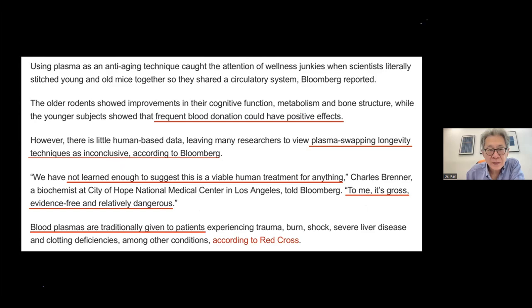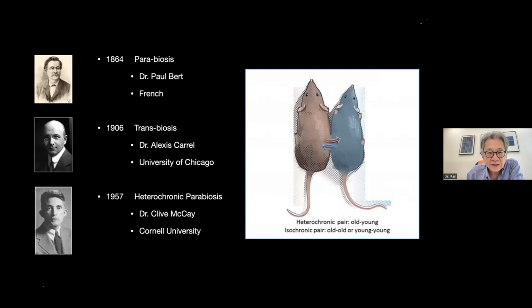So the concept of heterochronic parabiosis was started in 1864. That's a century and a half ago, okay, and it was started in France by a guy called Popper, who connected two animals, two rats or two mice, usually, one young animal and one older animal. This technology was attempted again by the genius surgeon Alexis Carrel, who was at my alma mater, the University of Chicago.